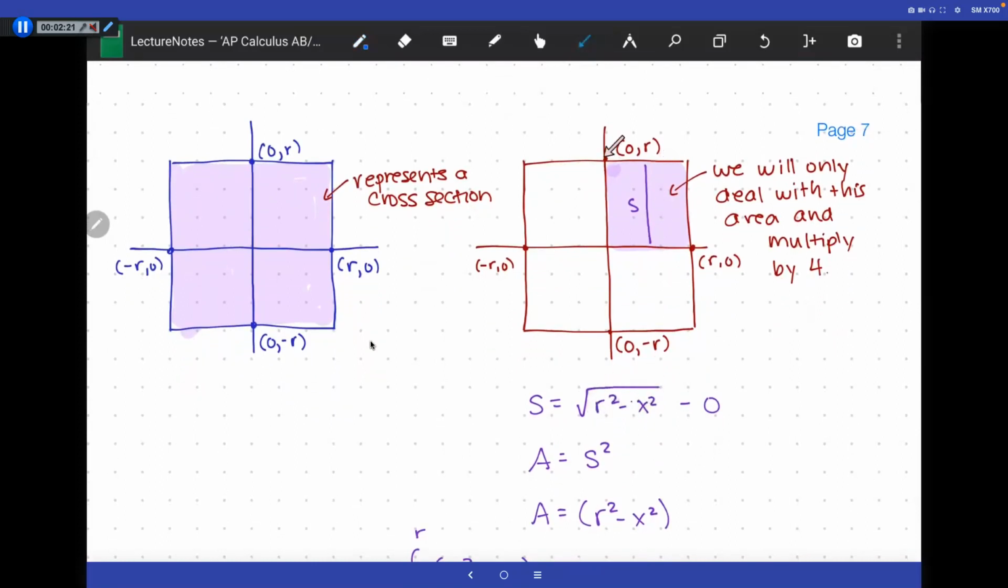So the side is on the y-axis. So like top minus bottom is the circle minus the x-axis, which is 0.